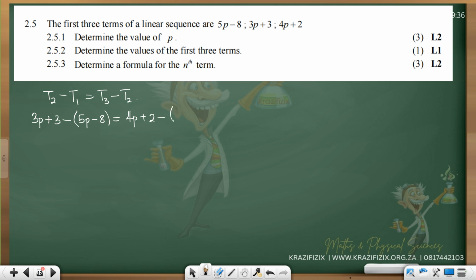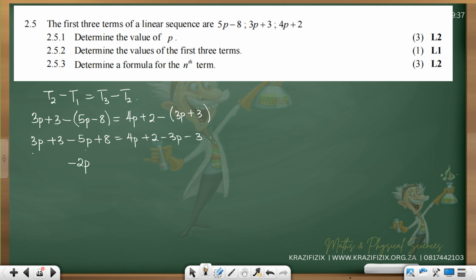4P plus 2 minus, so please, that bracket is what kills a lot of people. So let's quickly expand. Plus 3 minus 5P plus 8, 4P plus 2 minus 3P minus 3. I'm going to cut steps. 3P minus 5P will be what? Negative 2P.